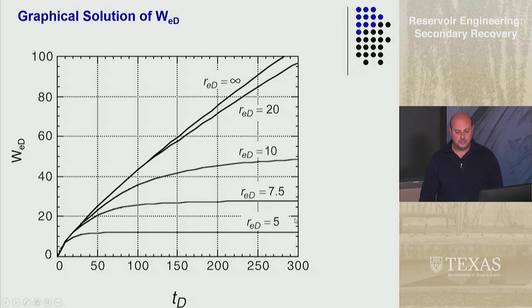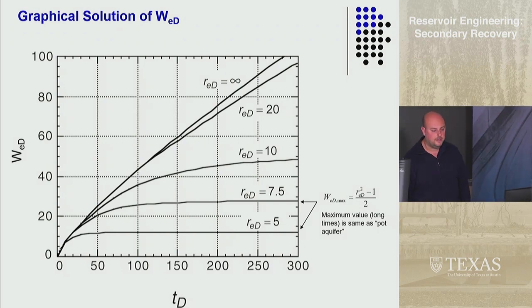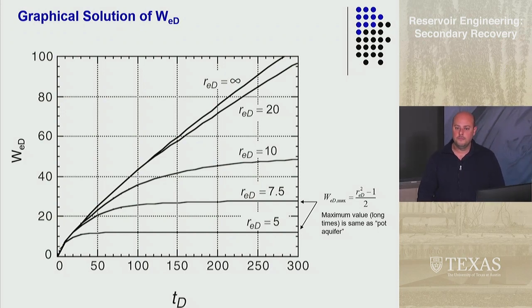Okay, it's there for both of these, it's almost there, it's not there yet for these top two. What is that asymptote? Well, it's RED squared minus 1 divided by 2. We've seen that before. That's the small pot aquifer. Remember, the small pot aquifer is the ultimate amount of water that would encroach if you waited long enough. And RED equal to 5 is pretty small. So that's why even at about 50 dimensionless time, you're already there.